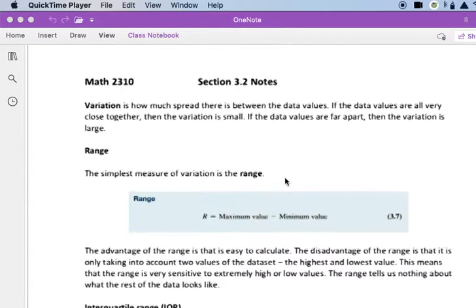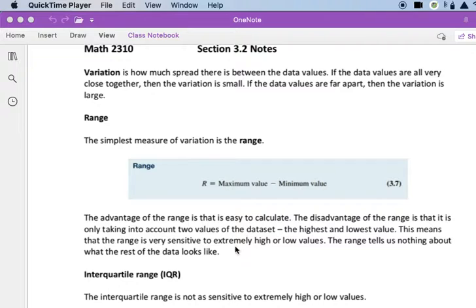And the easiest way that we have to measure variation, or simplest to calculate anyway, is the range. The range is calculated by taking the maximum value and subtracting the minimum value, or the largest value in the set minus the smallest value. The advantage is that this is pretty easy to calculate. The disadvantage is that it's only taking into account two values in the data set, the highest and lowest value. So it's very sensitive to extremely high or low values. It does not tell us anything about what the data looks like in the middle.